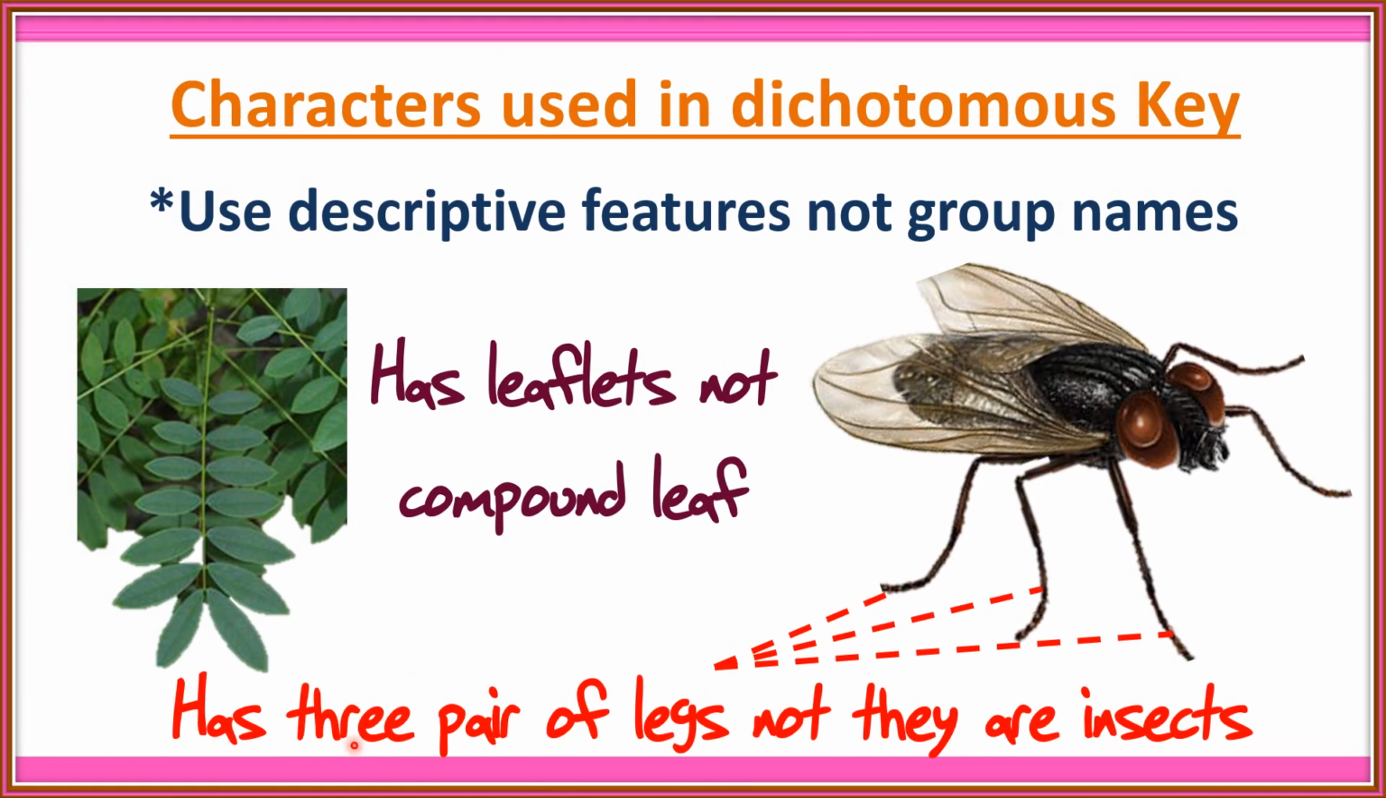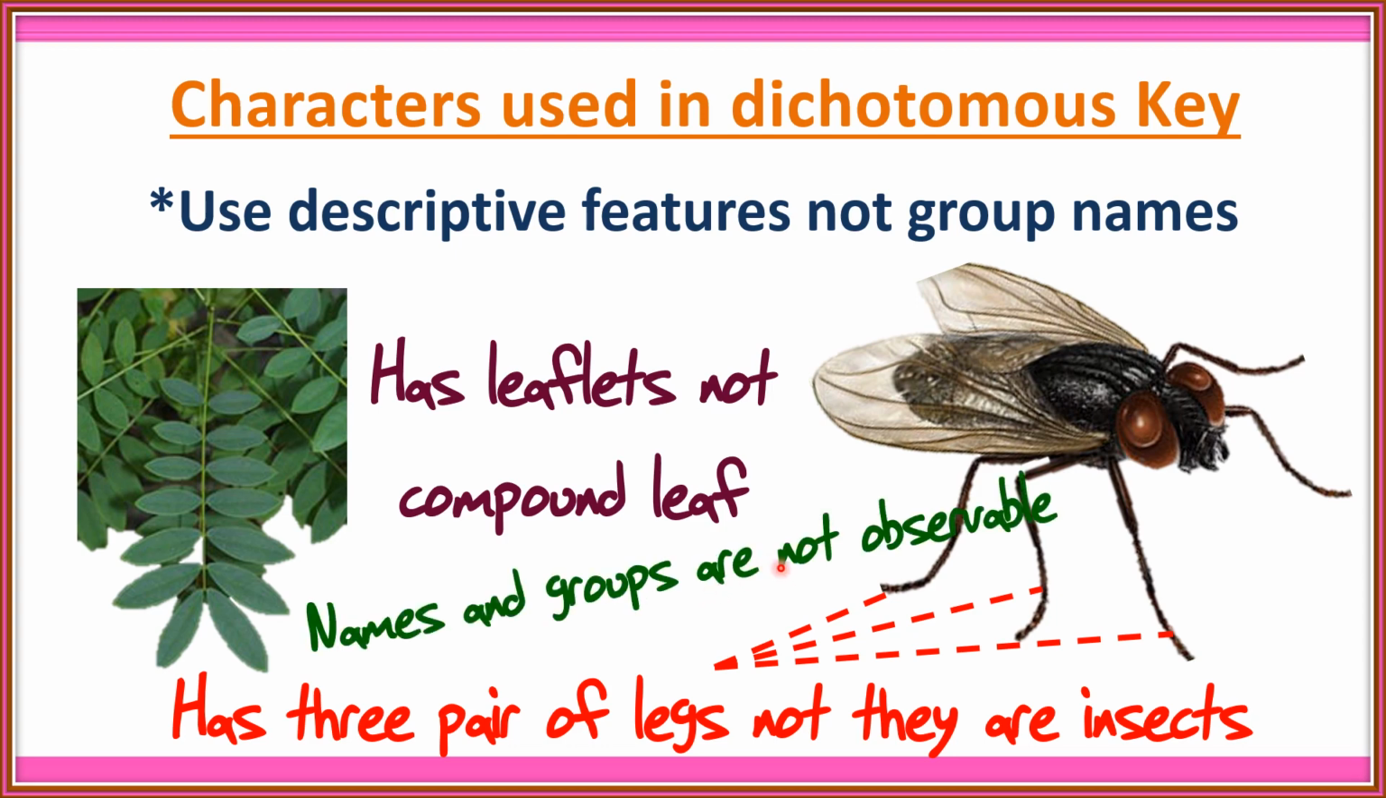For insects here, we can say has 3 pairs of legs, but we can't say they are insects. This is a group name. This is a descriptive feature. It has 3 pairs of legs, so we cannot say they are insects because that is a group name, but we can say they have 3 pairs of legs. Names and groups are not observable.